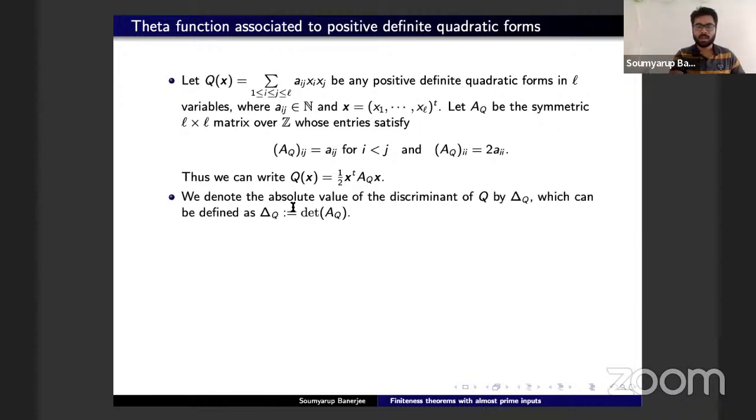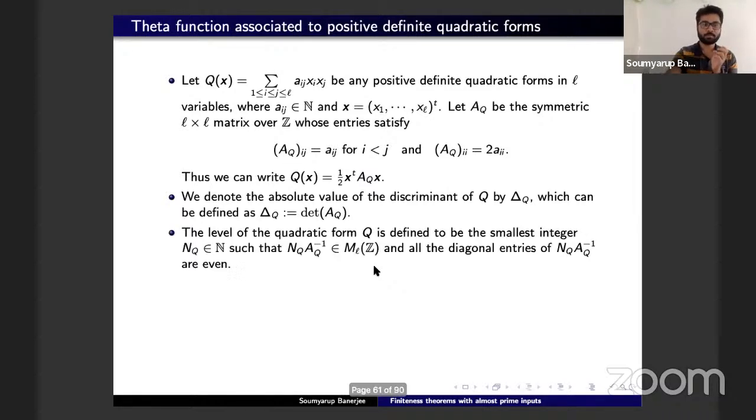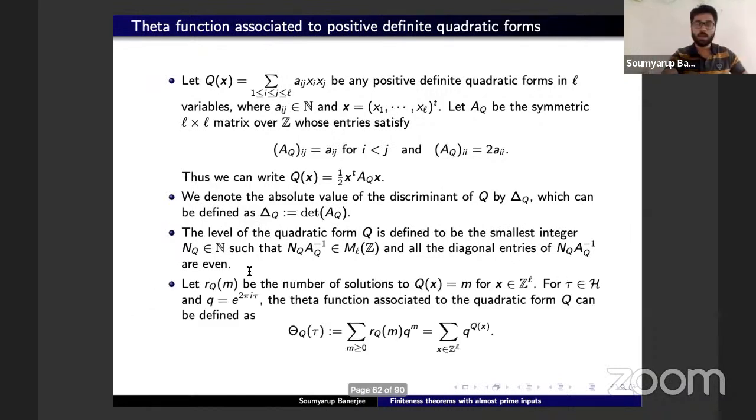We denote the absolute value of the discriminant of Q by delta_Q, which is defined as the determinant of the matrix A_Q. And the level of the quadratic form Q is defined to be the smallest integer N_Q belonging to N such that N_Q A_Q inverse belongs to M_l(Z), the integer matrices, with all the diagonal entries of N_Q A_Q inverse being even. Okay, I have very little time now, so let me go a little bit faster.